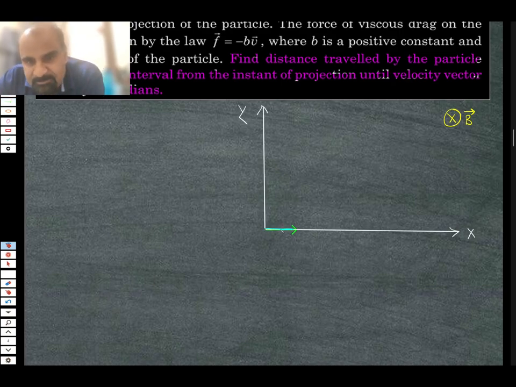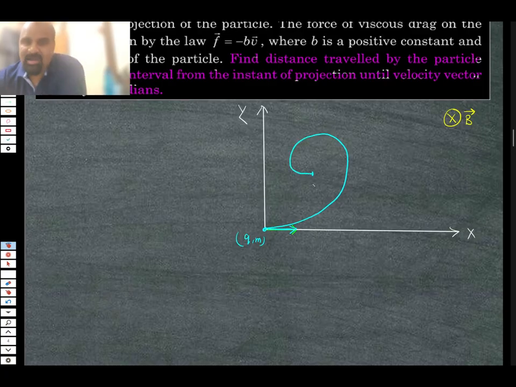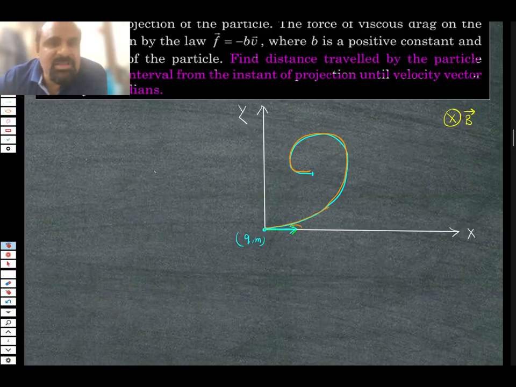Initial velocity this way. This is the particle, q comma m. It's going to move in a spiral path. Right now I'll stop. Why? I'll not draw further. Because the question is, when the particle has rotated by 2 pi radian, 2 pi means it has come back to C. Initial, actually, when the velocity vector has rotated.